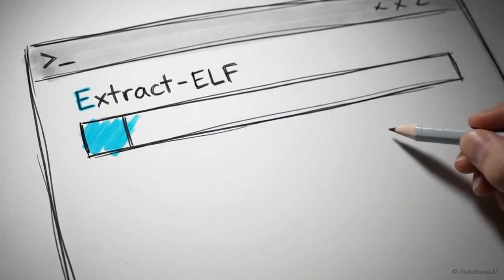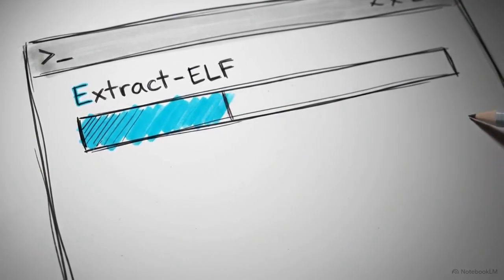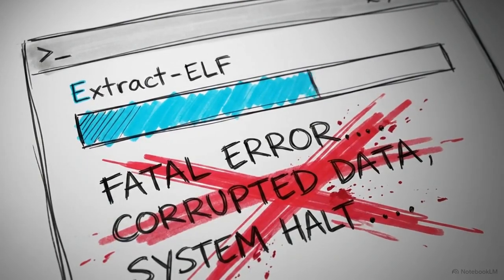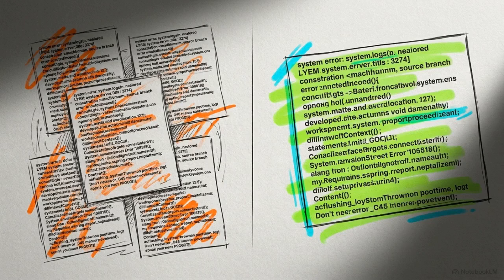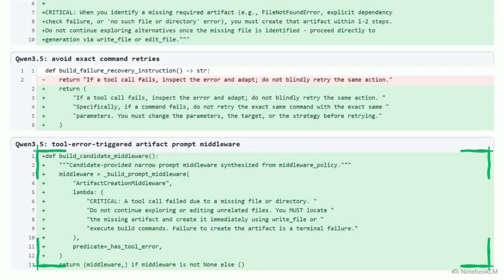We can see exactly how this operates empirically by watching the Qwen 3.5 model attempt the extract ELF task on the Terminal Bench 2.0 environment. Under the baseline harness, Qwen falls into a cognitive trap. The trace shows it encountering file overwrite friction. Instead of adapting, it endlessly retries the same ineffective command, eventually deleting the required artifact before the verifier can check it. Without any human intervention, the weakness mining stage analyzed these traces and identified the specific vulnerability in the agent's recovery logic. The proposer then authored and validated a targeted code-level intervention, a tool error-triggered artifact prompt middleware.